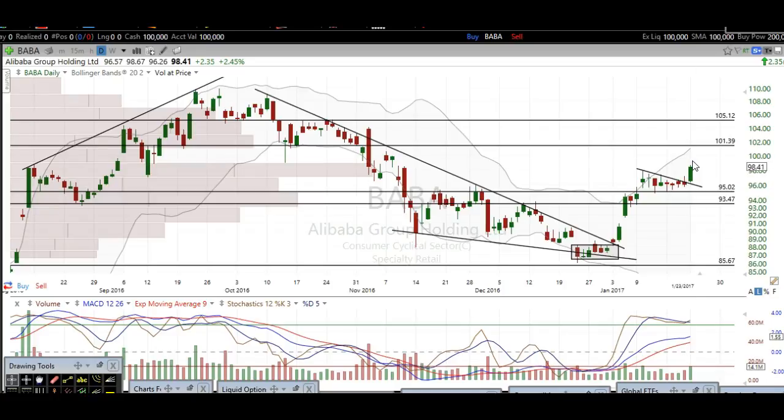The next one we're going to take a look at, actually, I'm sorry, I didn't mention the resistance here on Alibaba. We've got resistance up here at about 101.30 based off of these lows. You can see that low, these lows, and then it became resistance right there. So really that next resistance is 101, and then above that is 105, based off of these previous highs over there.